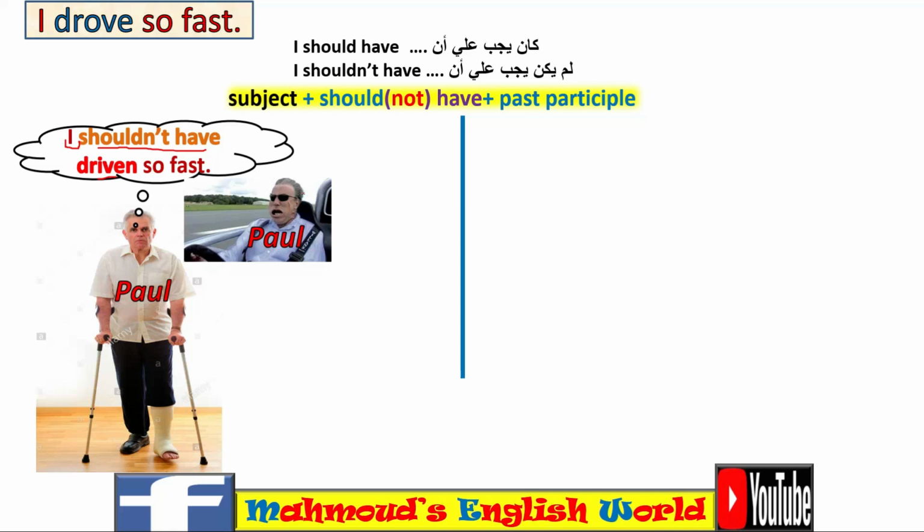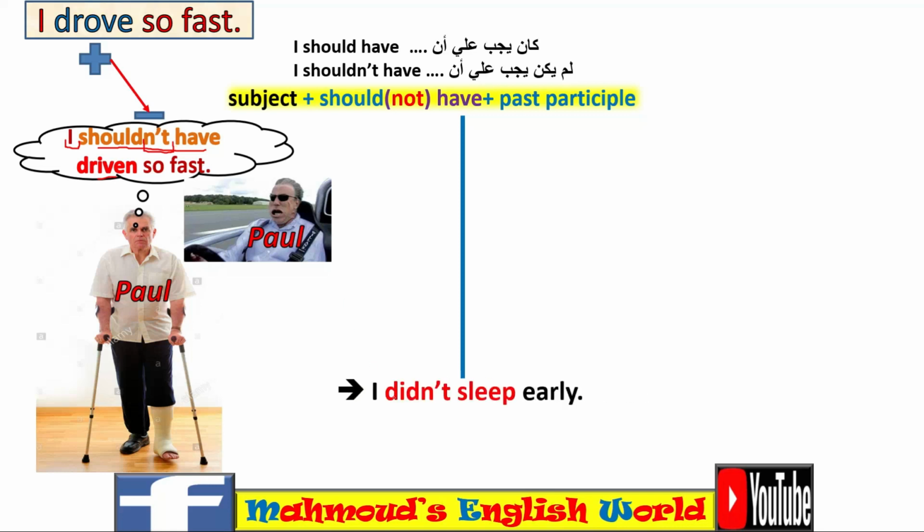Great. So here, the same thing. We have drove affirmative. We change it to negative. So shouldn't should be negative here. We don't say should, we say shouldn't. If we have this one affirmative. If we have this one negative, then we change should to affirmative.